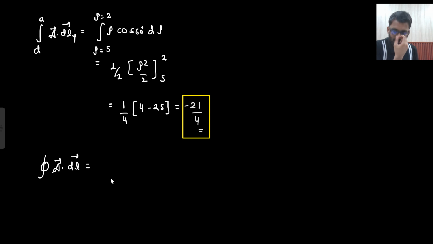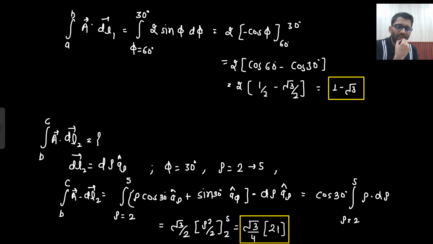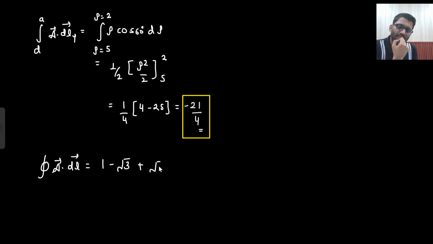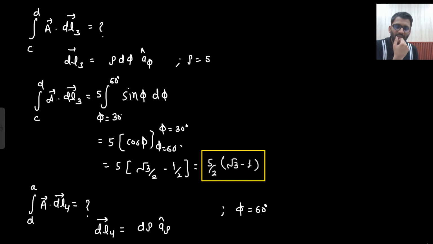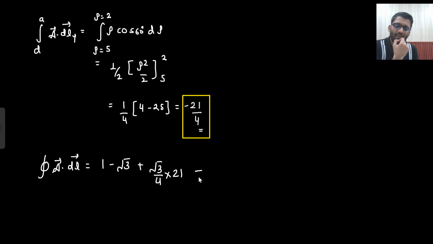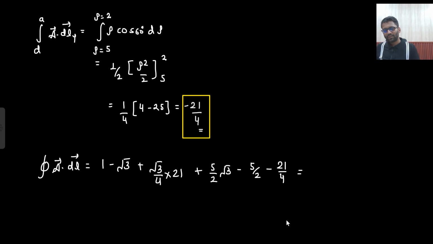1 minus root 3 plus root 3 by 4 into 21, plus 5 by 2 root 3 minus 5 by 2, minus 21 by 4. Okay, this calculation you will do: 21 root 3 by 4 plus 5 root 3 by 2 minus 5 by 2 minus 21 by 4. This calculation you will do and you will get the answer 4.94. This is the answer.